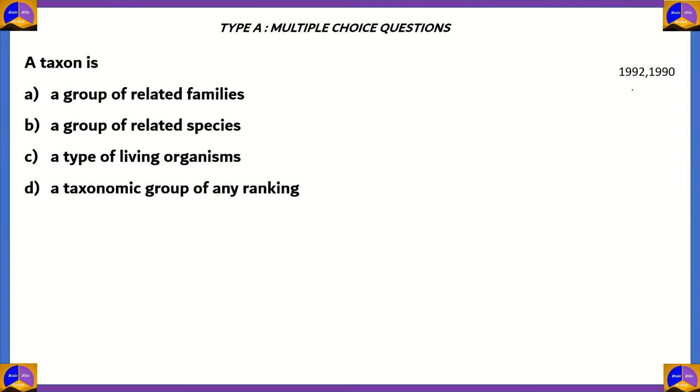We have another question asked in two instances, 1992 as well as 1990. This question is also related to taxon. A taxon is A, a group of related families, B, a group of related species, C, a type of living organisms, D, a taxonomic group of any ranking. So option A, a group of related families, is specifically called order. So while order is a taxon, we can't write that as a particular definition because it would make it too specific. So option A is incorrect. So it's not the most appropriate.